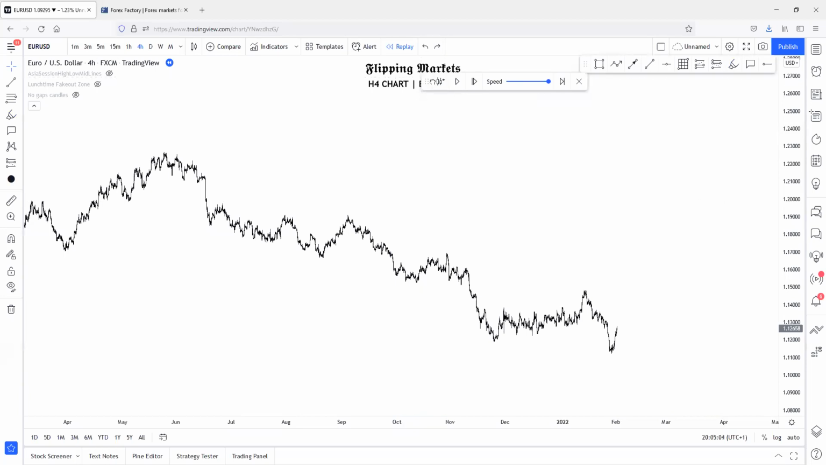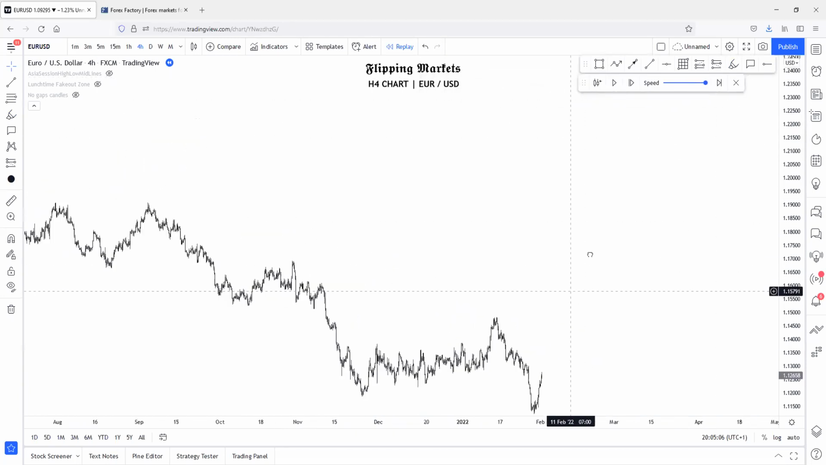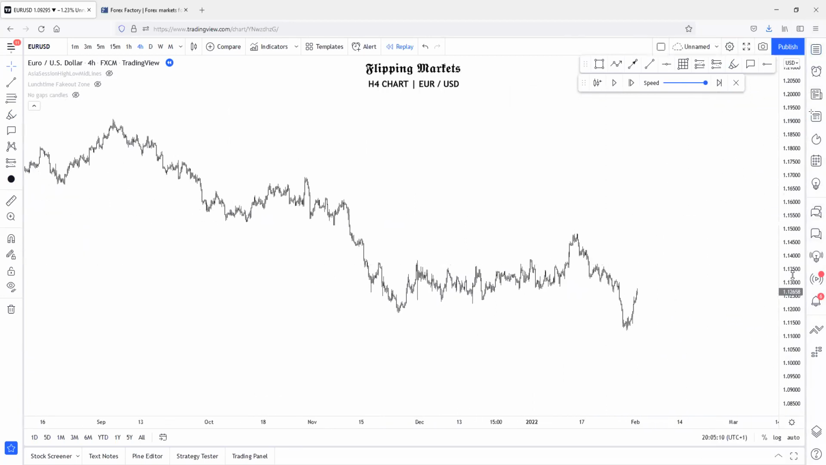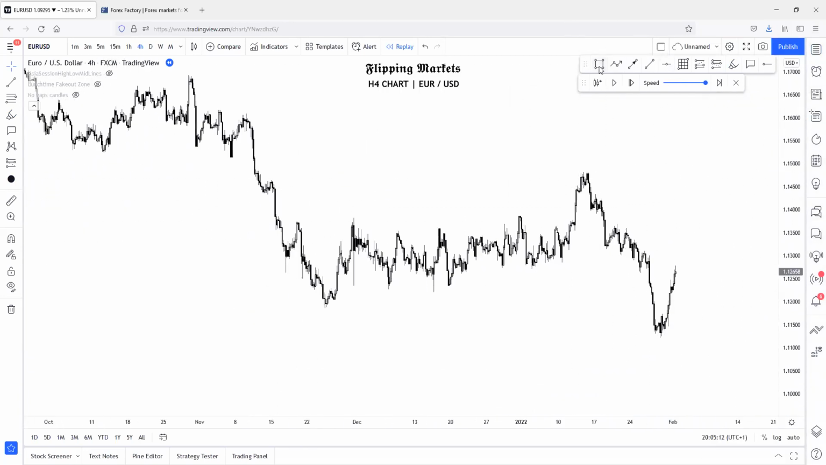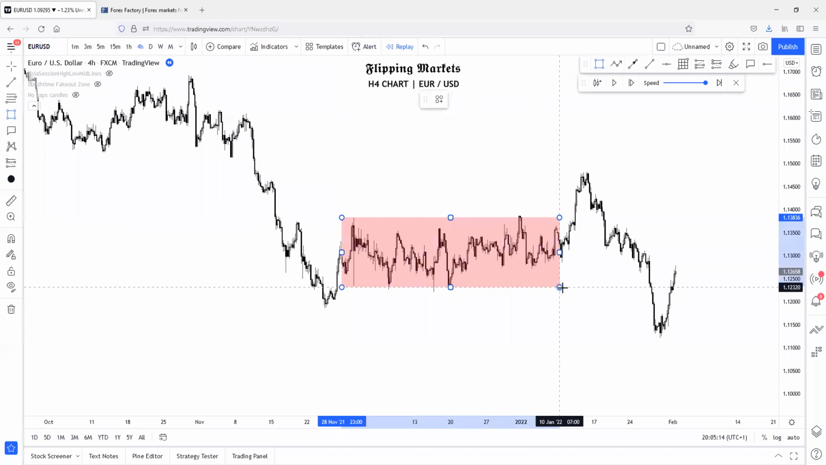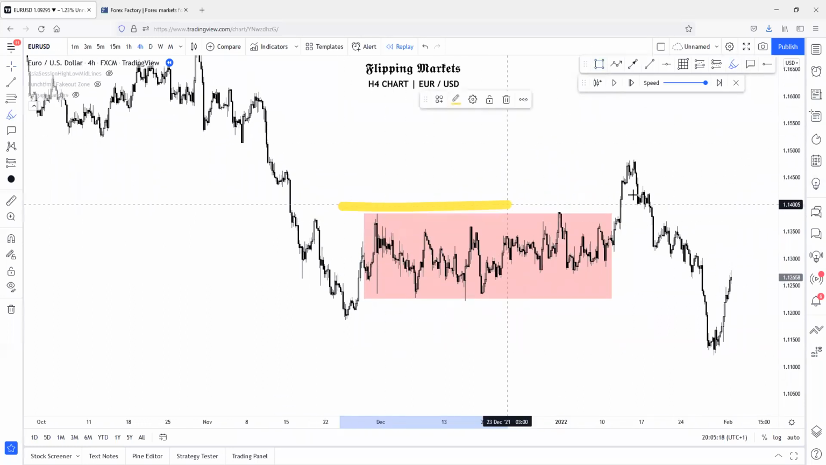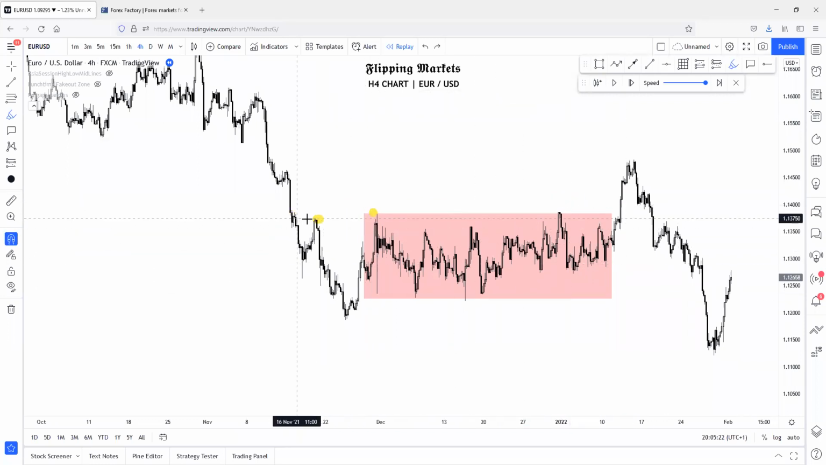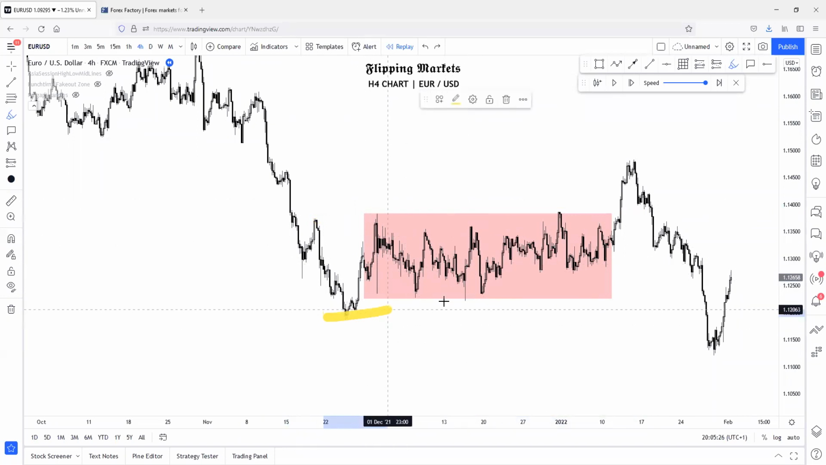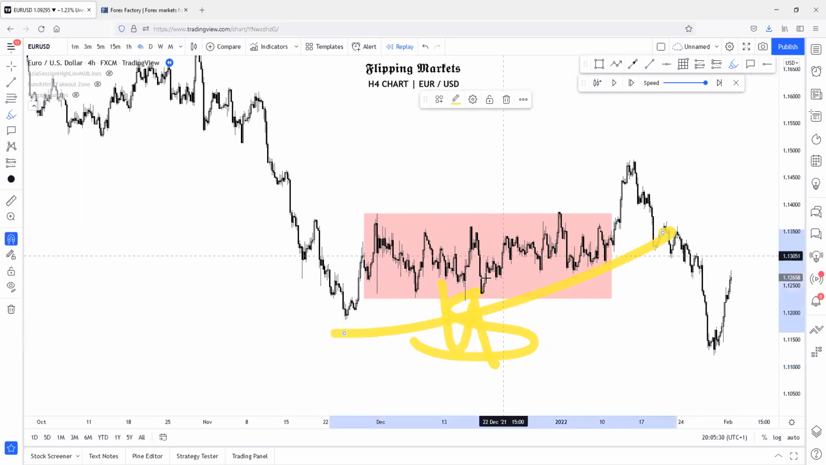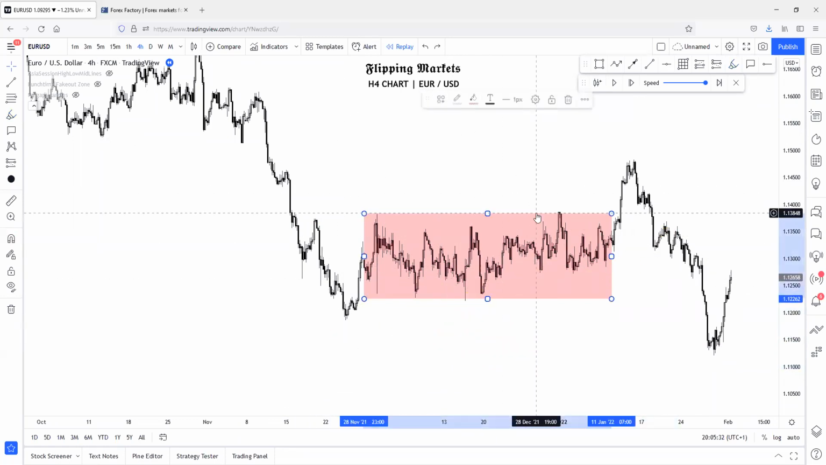Let me just remove this from the way so you'll be able to see. Okay. So let me just mark out the range. As you can see, perfect equal taps on the upside. First tap, second tap, third tap, fourth tap. So basically 4 equal taps on the top side. And on the downside, we have a trend line liquidity. As you can see, perfect trend line liquidity touches with trillions and trillions of dollars sitting just above this line. Okay. What else can we see?